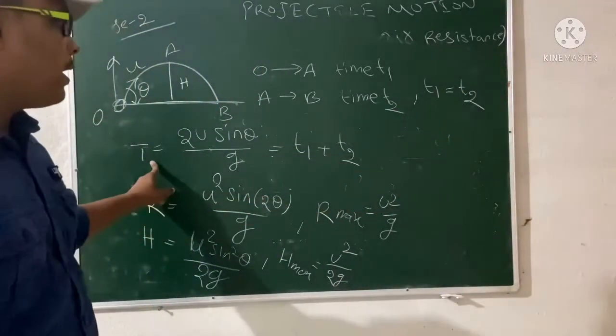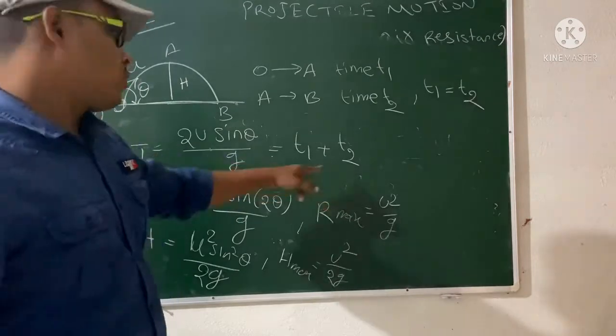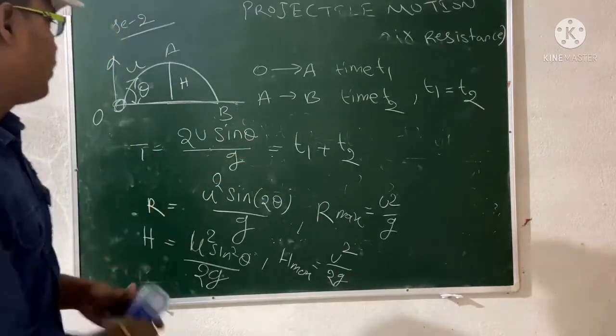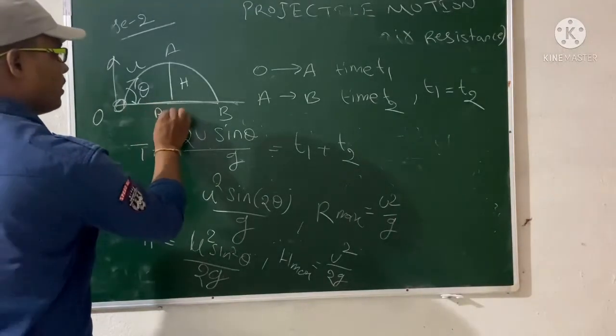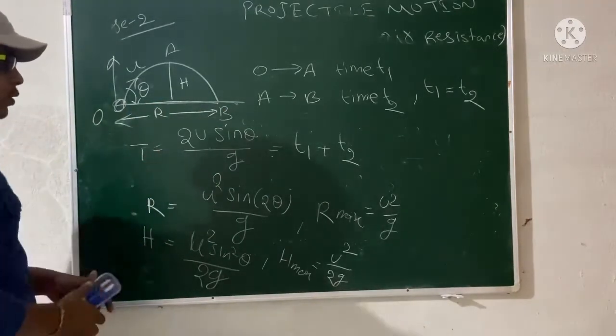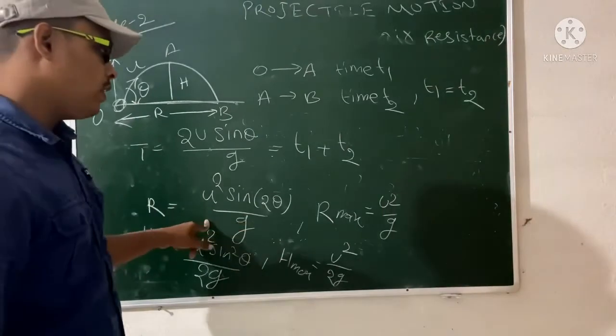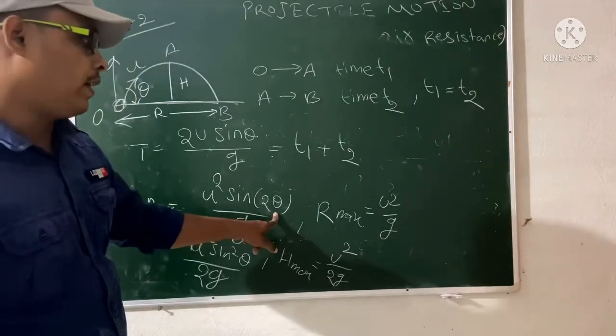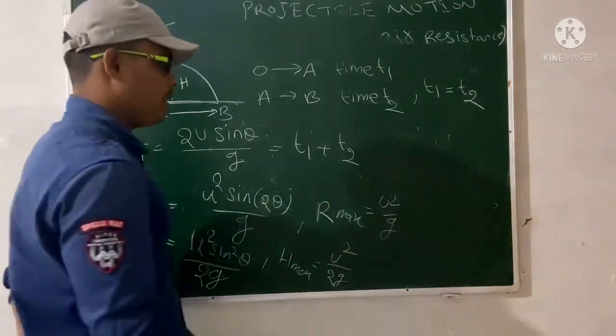So what is the total time of flight? t1 plus t2. So that is nothing but 2u sin theta divided by g. And the maximum range, that is the horizontal path, is u square sin 2 theta divided by g. And when will this be R maximum? If theta equals 45 degree. So R maximum equals u square by g.